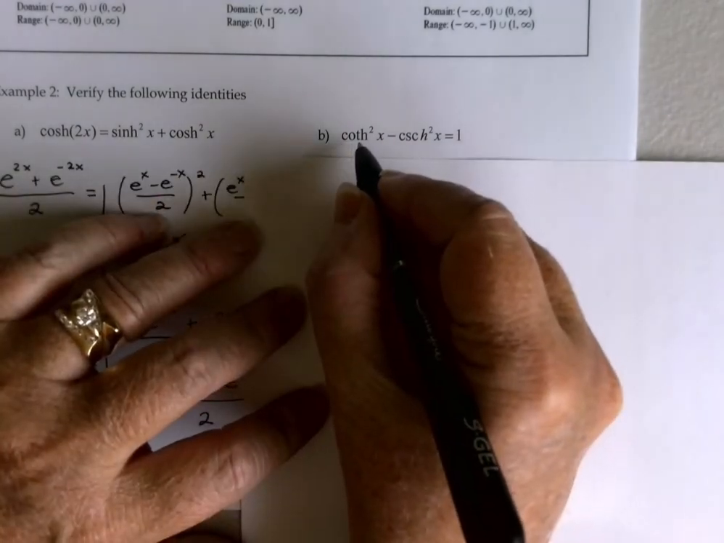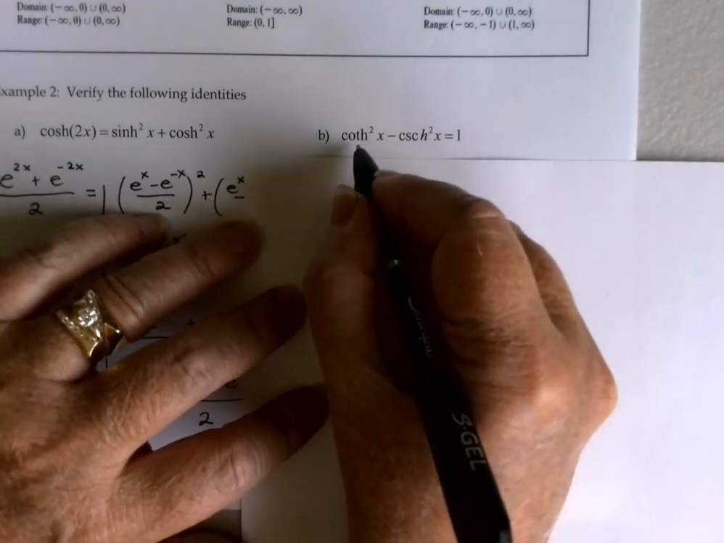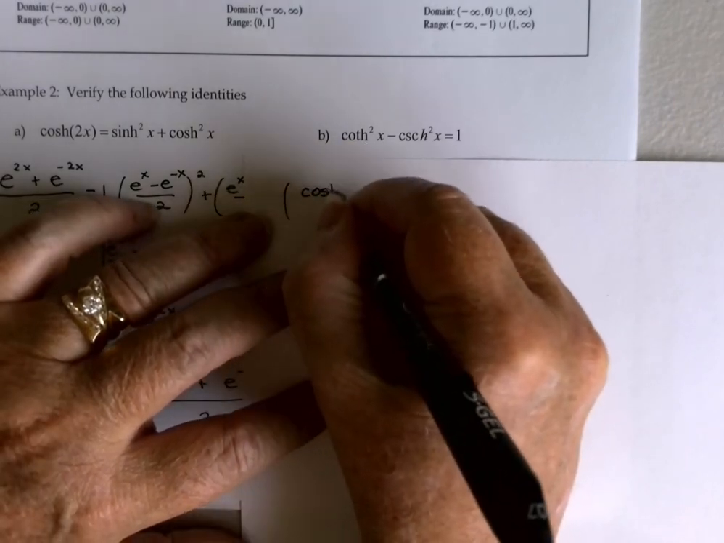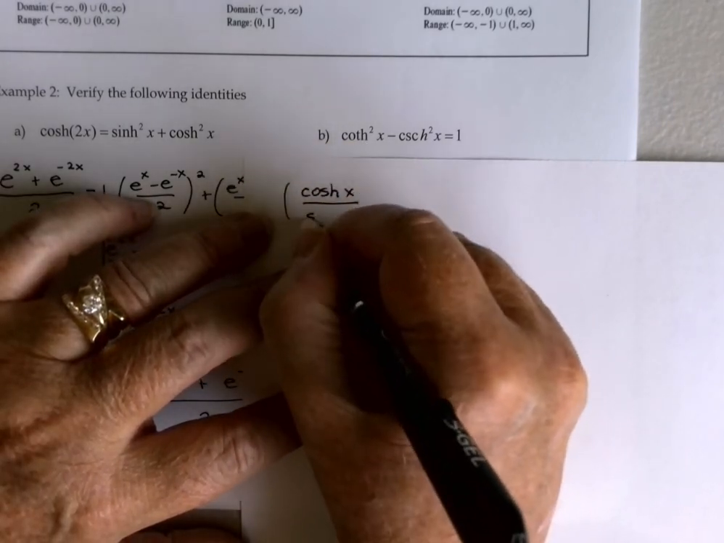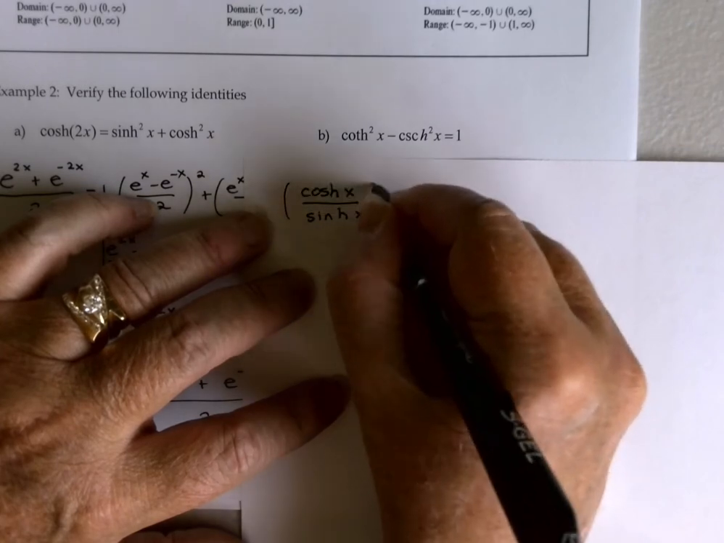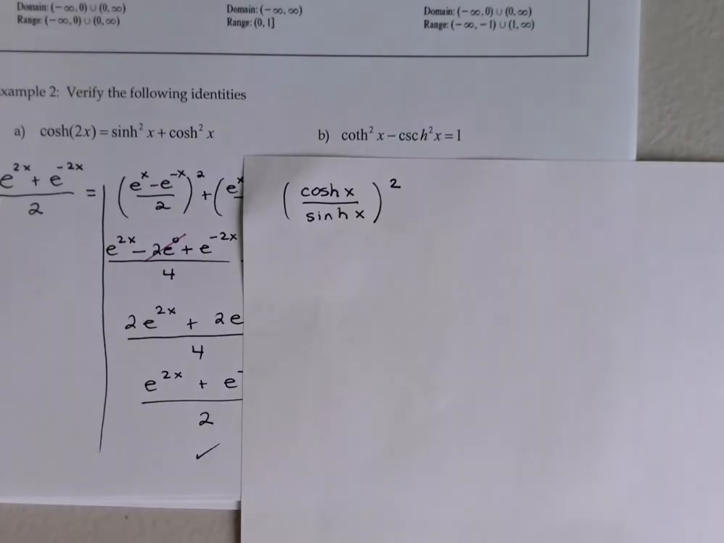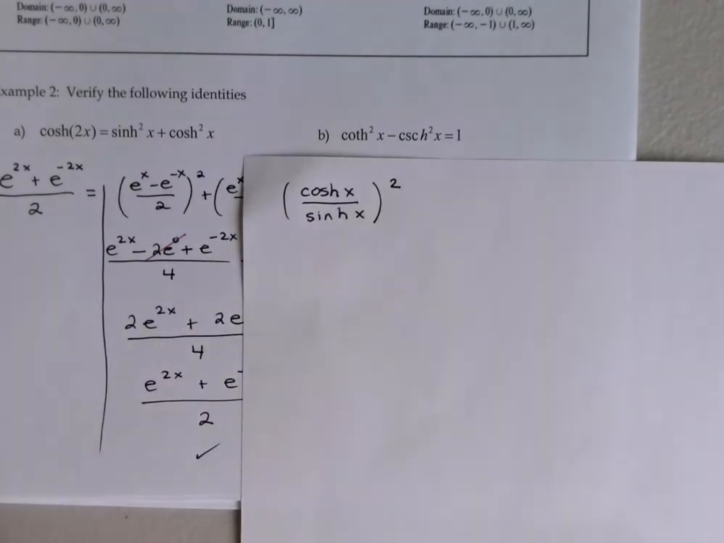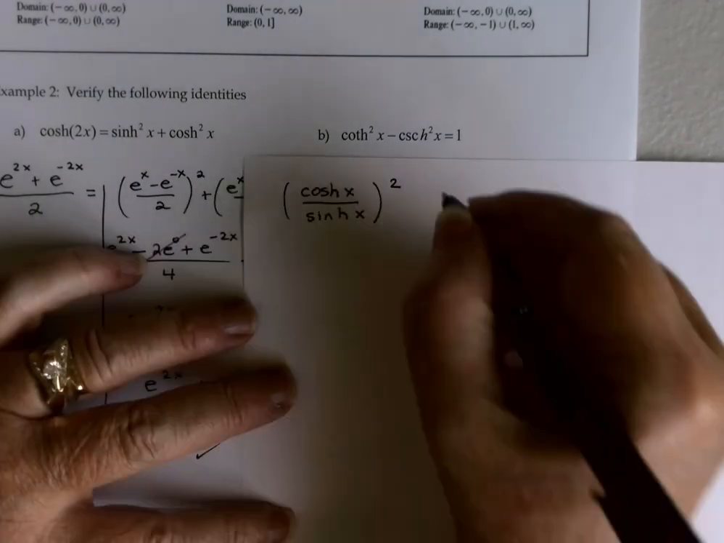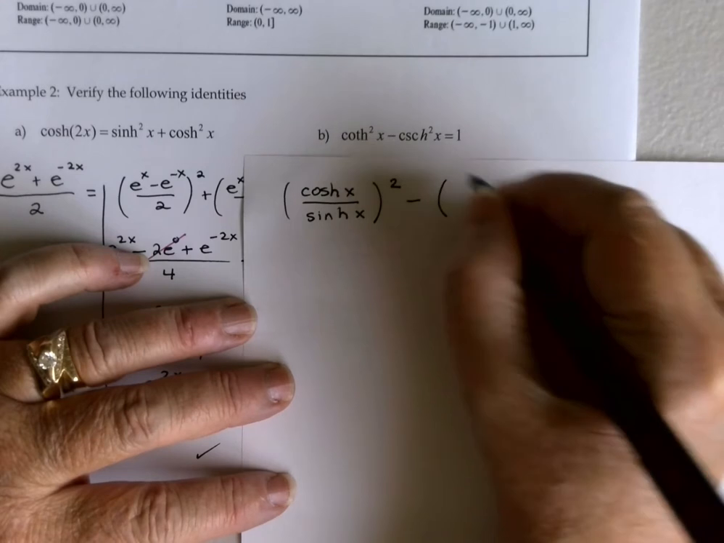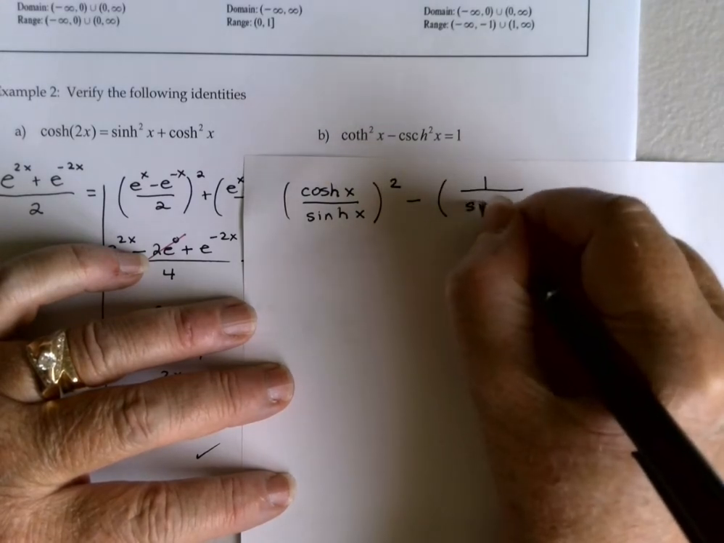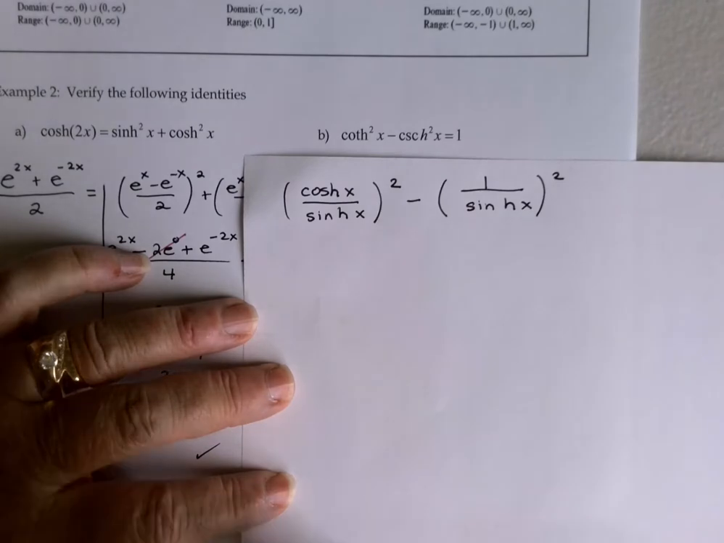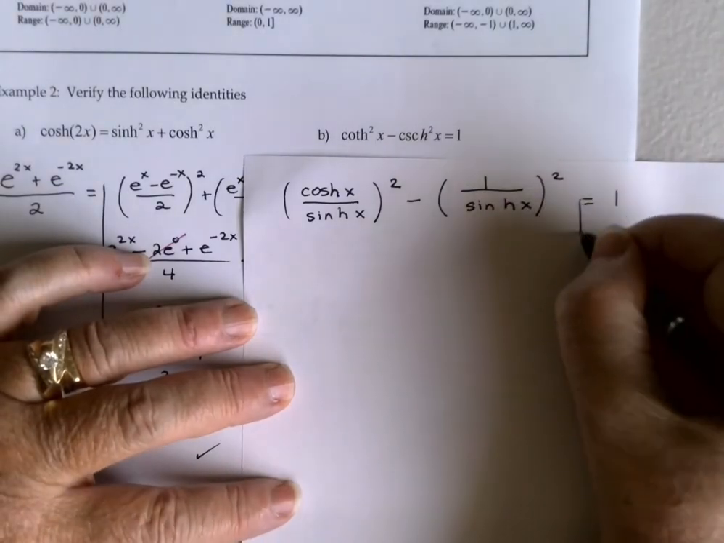So let's see here. I'm going to start by saying the hyperbolic cotangent would be cosh over sinh. Again, notice the similarities to regular trig functions. Cosine over sine is cotangent. Cosh over sinh is hyperbolic cotangent. Minus hyperbolic cosecant would be 1 over hyperbolic sine of x. Square that. And I'd like to show that this is equal to 1.